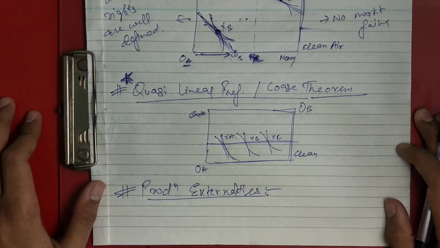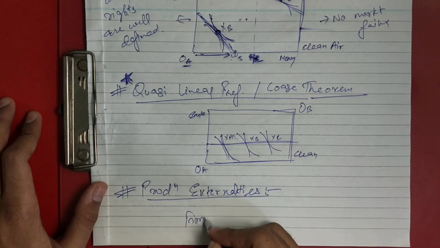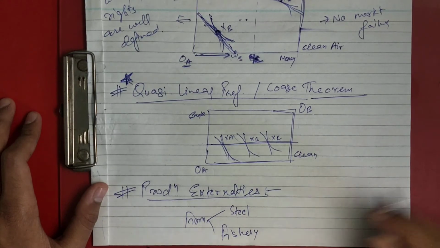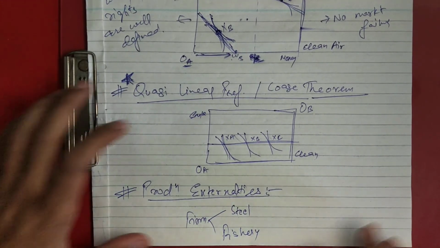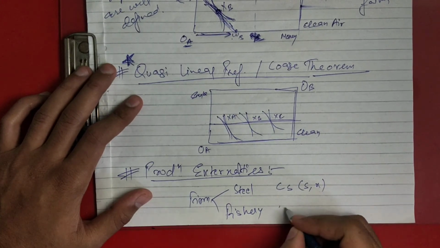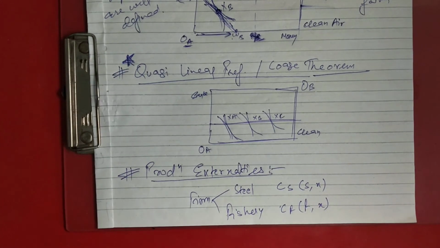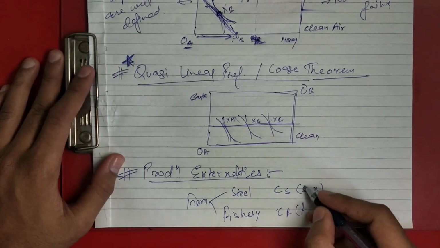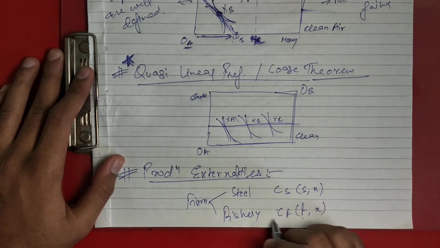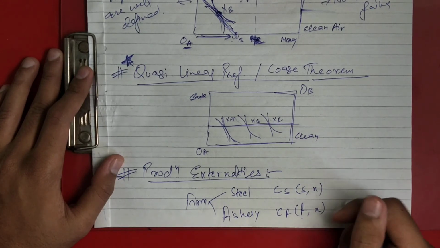Suppose that one firm is a steel firm and the other firm is a fishery firm. So there are two firms, steel and fisheries, and their cost functions are given as this. This is for steel and this is the cost function of the fishery firm, where S can be termed as the labor or raw material for steel, and F can be termed as the labor or raw material for the fishery firm. And similarly, here X is the pollution. It is also dependent on the pollution.